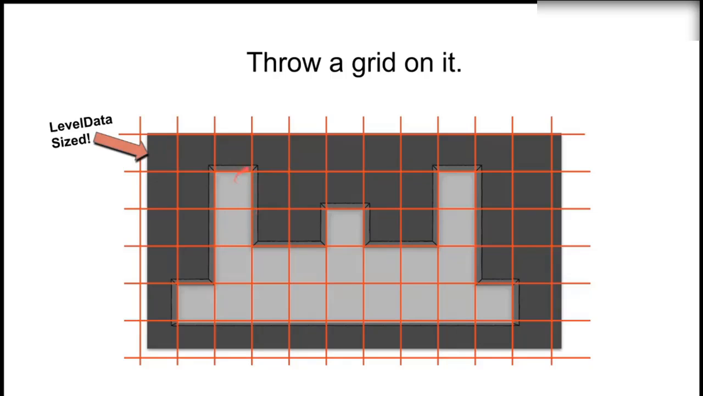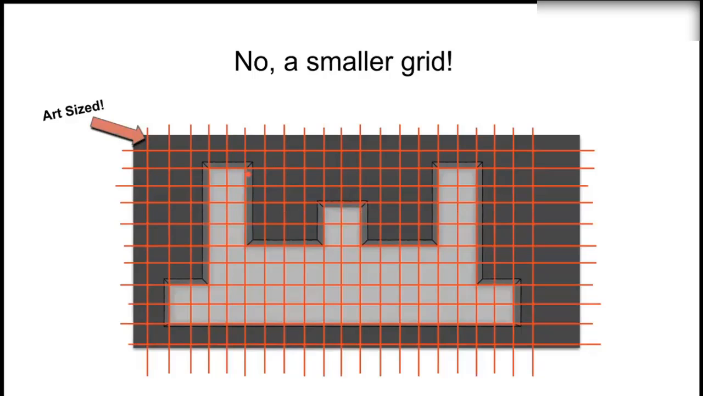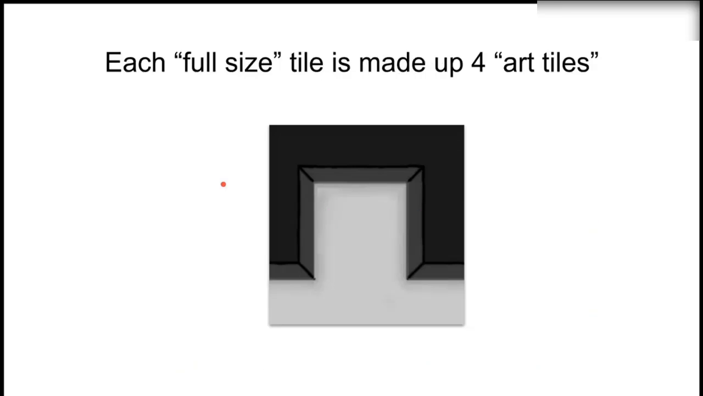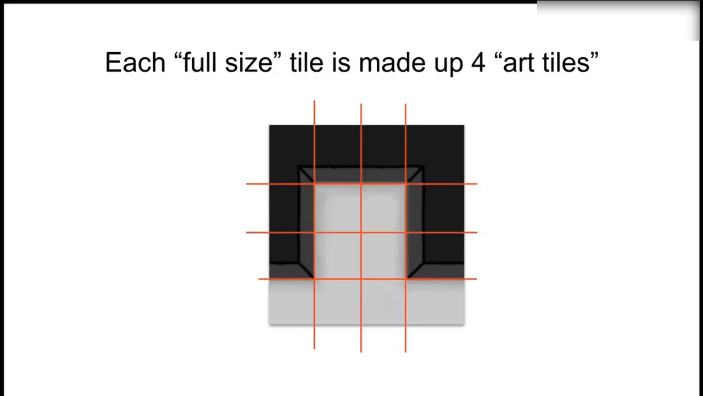Because you can't have any tile smaller than this in Louie. But actually at the art scale, all the tiles are much smaller. So you shrink it by a factor of 2. There's a really good reason for this that I'm going to get into. So each full-size tile is actually 4 little art tiles.